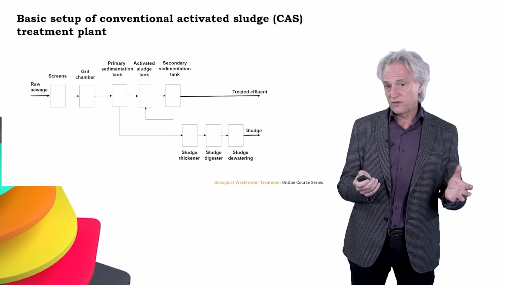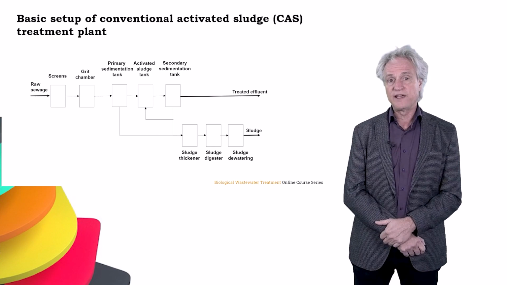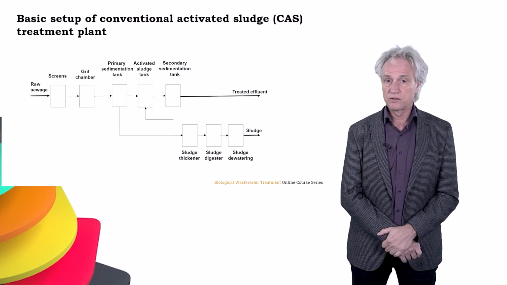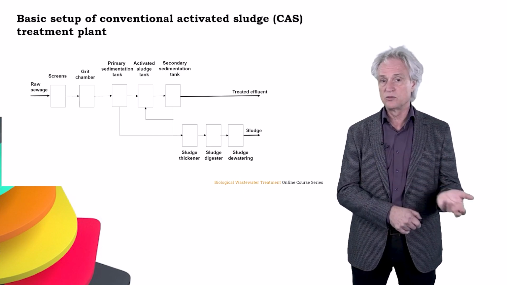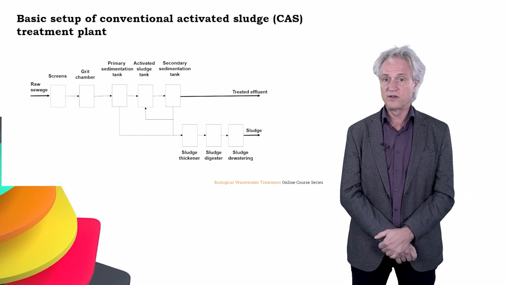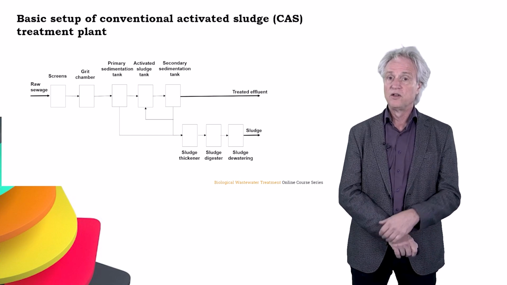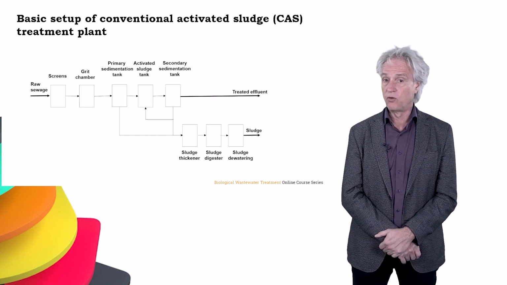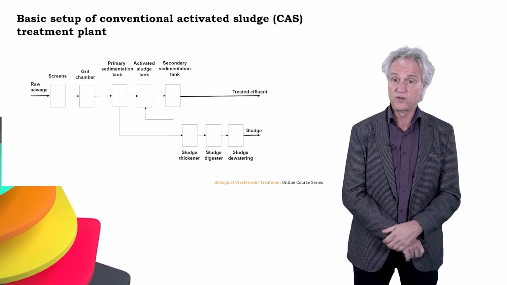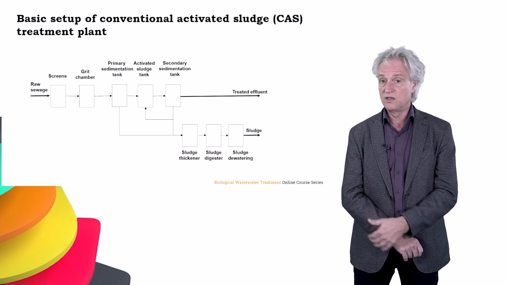If you then compare that, this is a schematic layout of an activated sludge plant. The raw sewage comes in, you have screens, you have a grit chamber for sand removal, then you have primary sedimentation, you have an activated sludge plant, secondary sedimentation, and you have the tanks for sludge treatment: a thickener, a digester, and a dewatering unit.